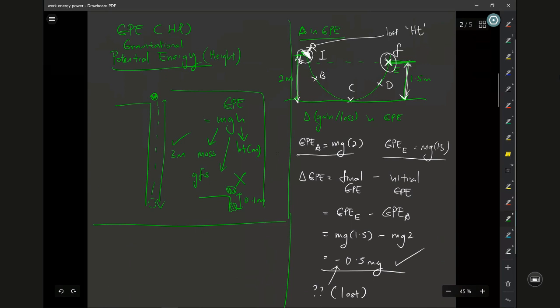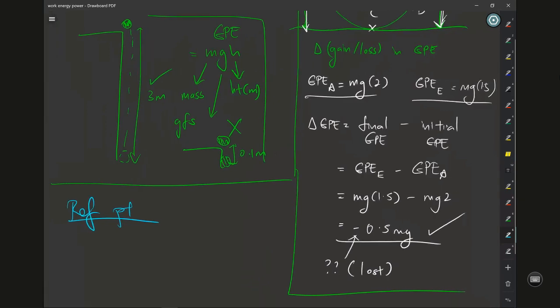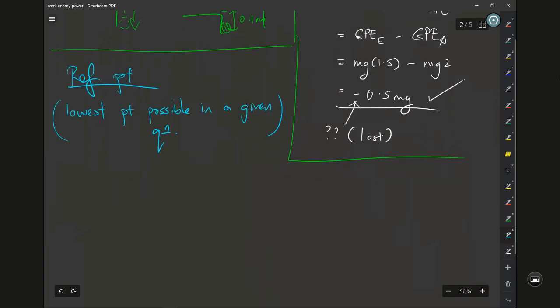Okay, the last thing that is interesting about GPE that I would like to talk about is the idea of a reference point. So now, reference point. What is a reference point? Okay, a reference point is the lowest height that we would want to see in the context of a question. So it's the lowest point possible in a given question. Now we have to define this reference point nicely so that we can identify where is the final position and where is the initial position.